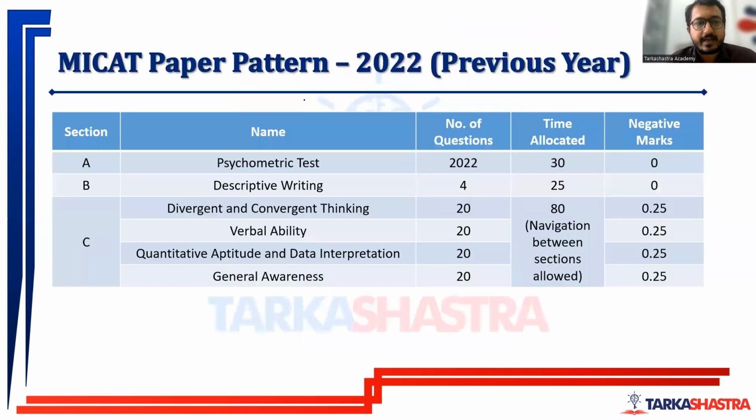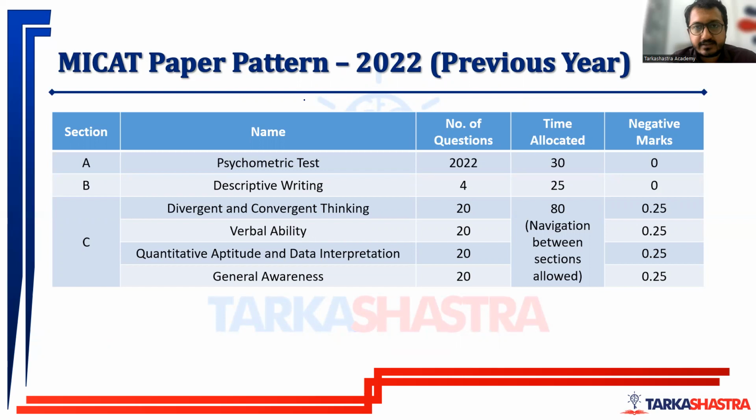Now, first is the MICAT paper pattern. So the MICAT paper pattern of 2022. This is the previous year's paper pattern. All the information which we have gathered is taken from 2-3 sources. One is the previous year's paper pattern. Then we have had a word with some of our students who have given MICAT earlier, and also the internet. So the paper pattern has 3 sections.